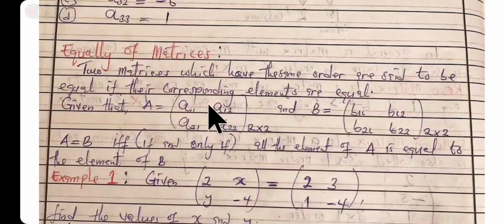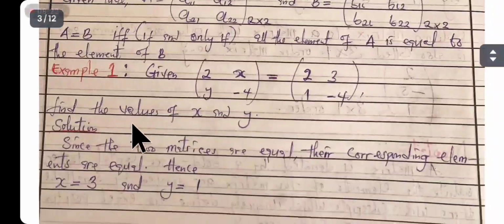For matrices to be equal, they have to be of the same order, and then their corresponding elements have to be equal. So given that matrix A is equal to this and matrix B is equal to this, this is a 2 by 2 order matrix, this is a 2 by 2 order matrix. So A is equal to B if and only if all the elements of A are equal to the elements of B.